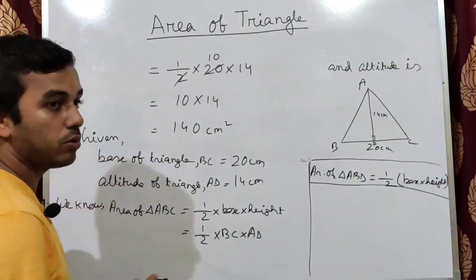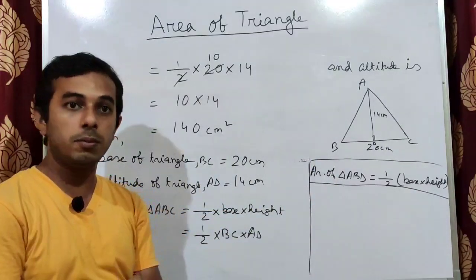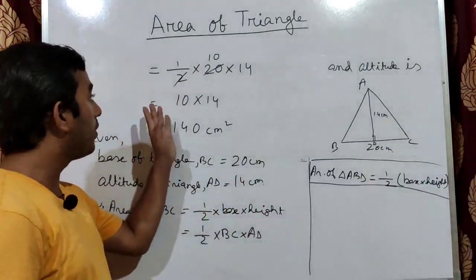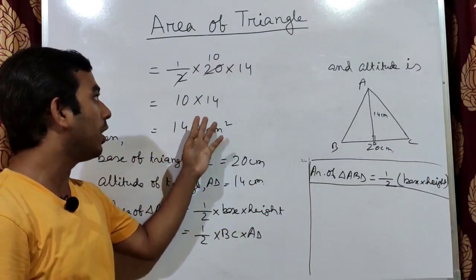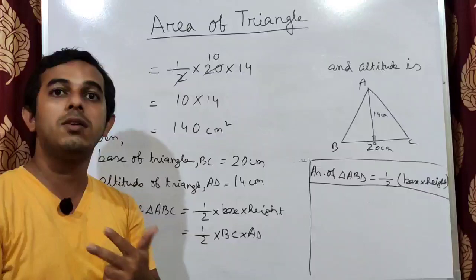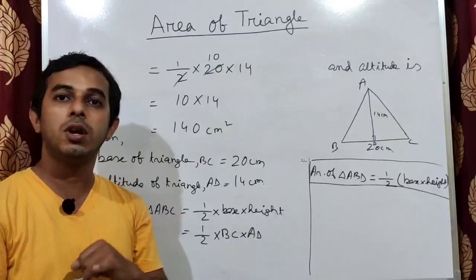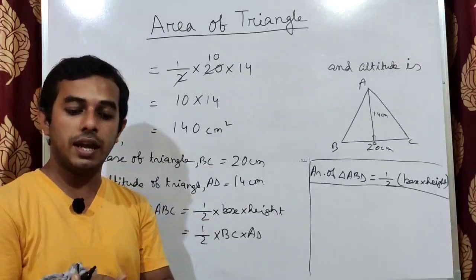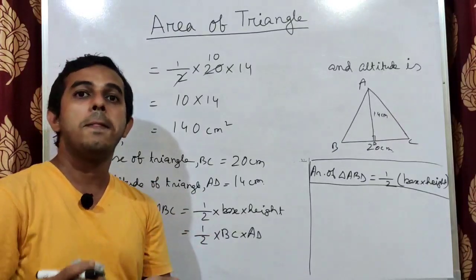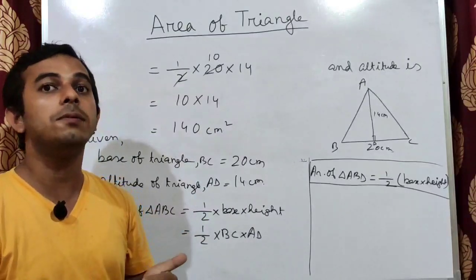Why centimeter square? Because with the base we have multiplied 20 centimeter, there is 1 centimeter, and with the altitude there is another centimeter. So this 10 into 14 is 140. Now with each of them there is 1 centimeter each, right? So centimeter into centimeter is centimeter square. If it was asked for volume, in case of volume we have to consider 3 dimensions, right? Length, breadth, height. So in that case we multiply centimeter into centimeter into centimeter, so it becomes centimeter cube.